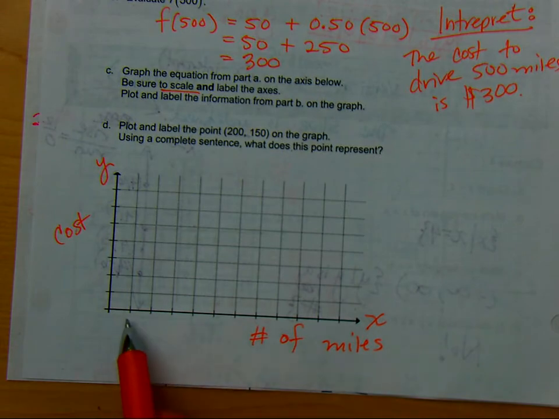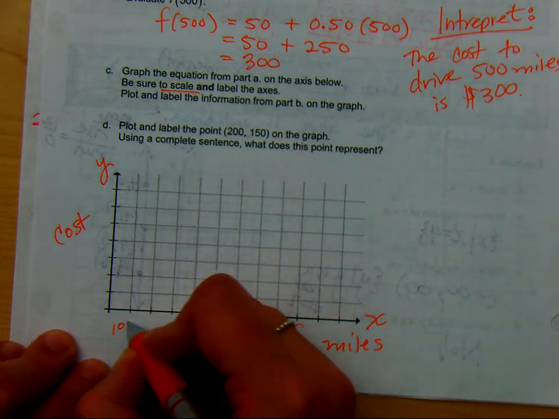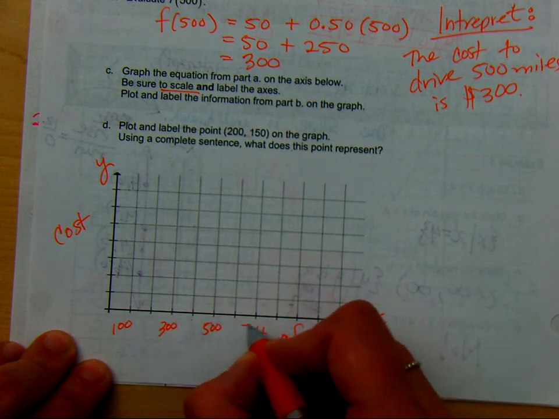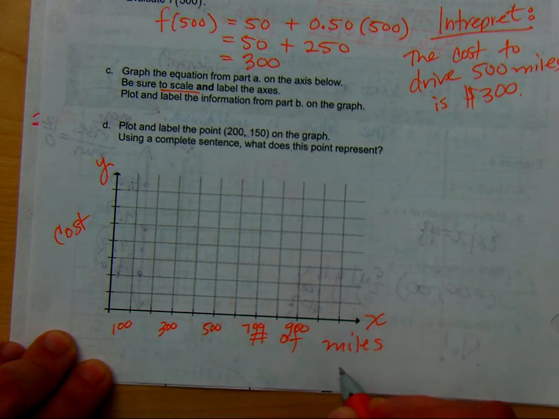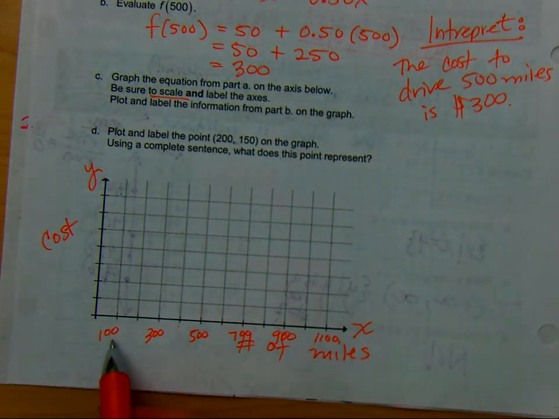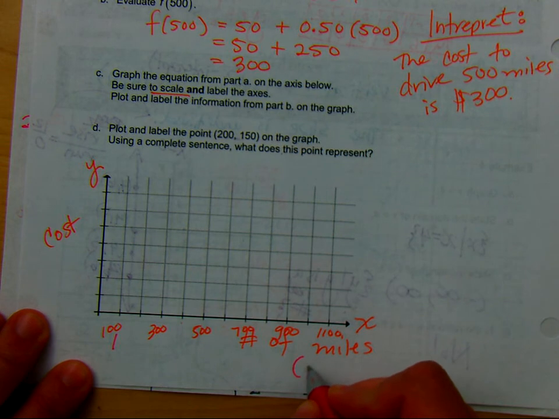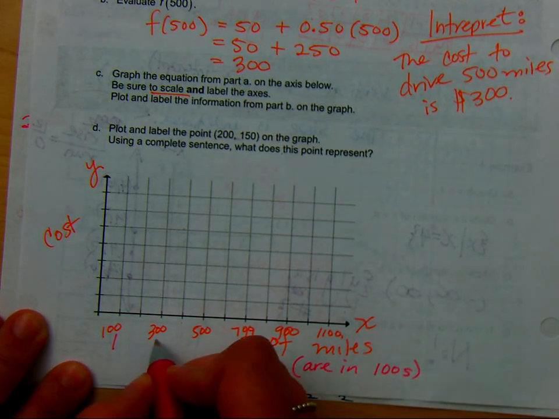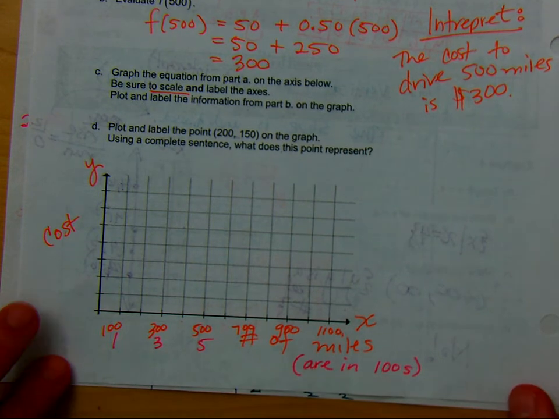Now, the whole idea of scale is, what do you want to count by? Would it make sense to count by 1 mile, 2 miles, 3 miles, 4 miles? What makes more sense to you? Yeah, maybe 100 miles, 200, 300, 400, 500, 600, 700, 800, 900. I can count it like this as long as I'm still being consistent. Here's another fancy thing you could have done. You could have said 1, and then these miles are in hundreds. You see that? 2, 3, 4, 5, if you wanted to do it that way.